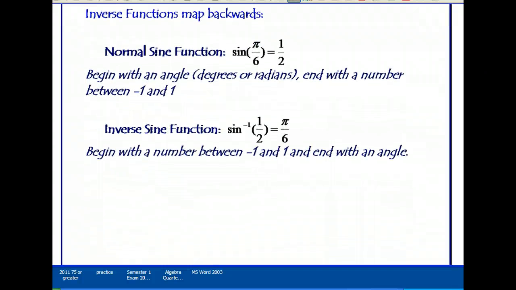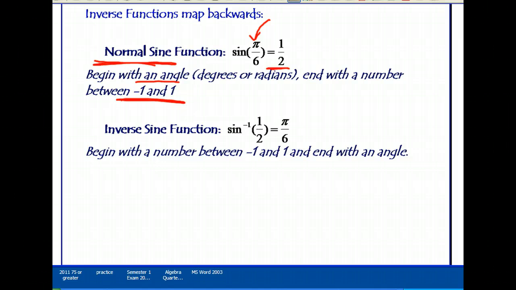And let's start just with a regular sine function, not an inverse function, just a regular sine function. I'll put in an angle, such as pi/6, and I take the sine of pi/6, and it gives me out an answer, 1/2. So I start with an angle, can be measured in degrees, can be measured in radians, I end up with a number between -1 and 1.